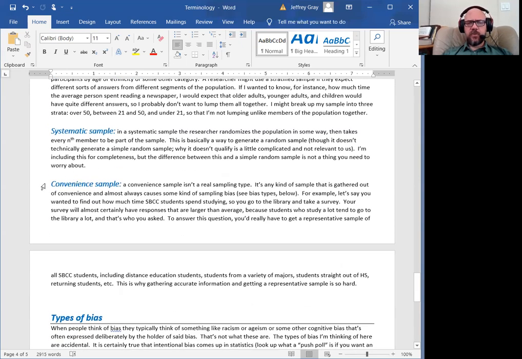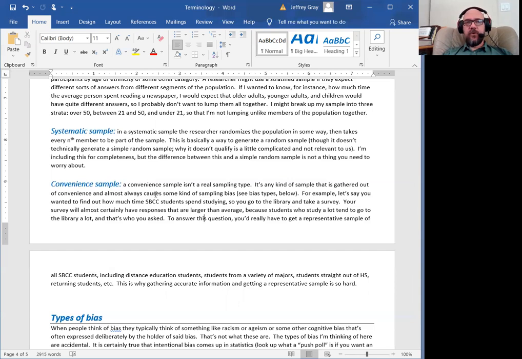And then a convenience sample. This one's really important. This is not a real sampling type, or rather it is, but it shouldn't be. A convenience sample is a sample that is gathered out of convenience. For instance, if I was learning about newspapers and I went to a college dorm and just asked everybody in the dorm how much time they spent reading newspapers, that is a terrible sample. I didn't do any kind of randomization or try to get a representative sample of the population overall in any way. But it was very convenient because all the people were in the same place.